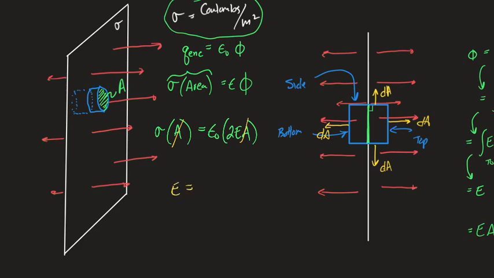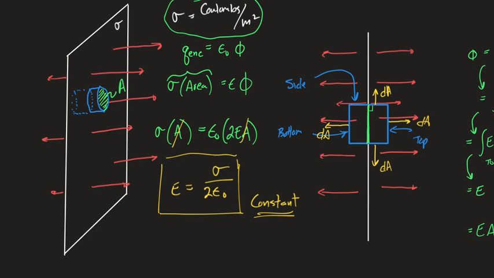Solve this for the electric field, and we get sigma over 2 epsilon naught, which I hope all of you notice is a constant. Right? It doesn't depend on how far away you are from the sheet. The electric field is the same everywhere near a sheet. It's a constant. How do you make a uniform electric field? You charge up a sheet of charge. It creates a uniform electric field.